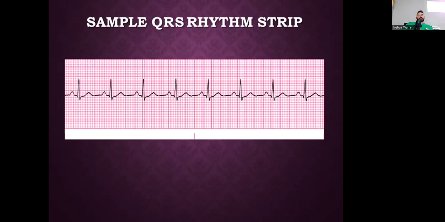All right, so you found out it was a 6-second strip, therefore it makes everything easier. Okay, go ahead. Do you have 80 atrial or 80 ventricular? Do you have a 1-to-1 ratio?